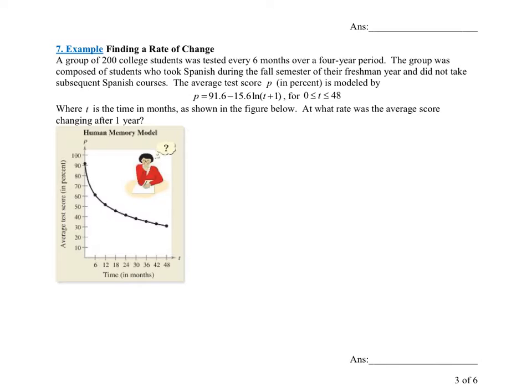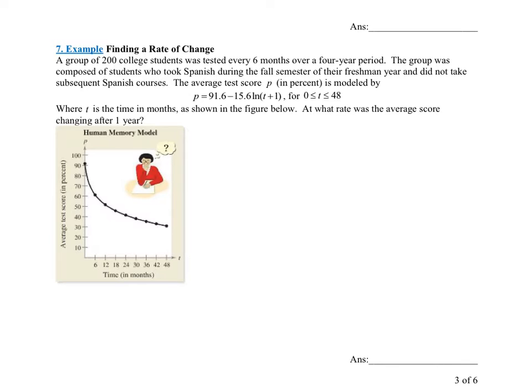So 48 months, we're talking about 2 years. So they did testing throughout 2 years. It says at what rate was the average score changing after 1 year? So we want to know a rate of change at a specific period of time. Anytime you want to know a rate of change at one given point, you are finding a derivative. So you got to remember that.